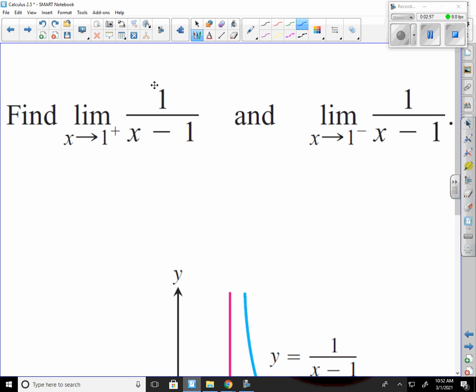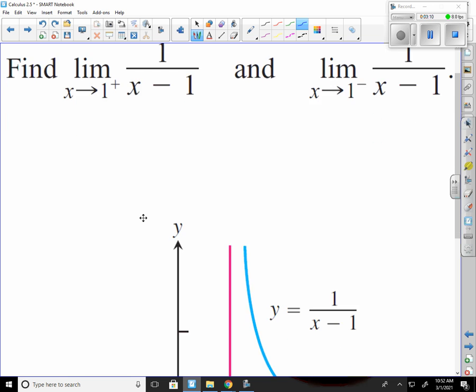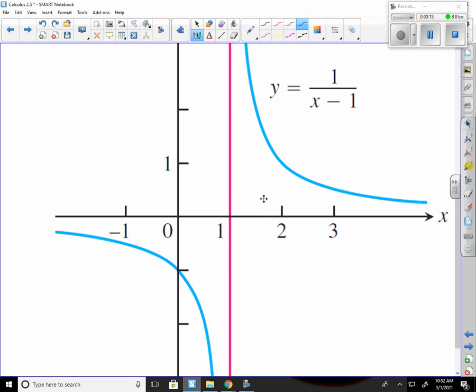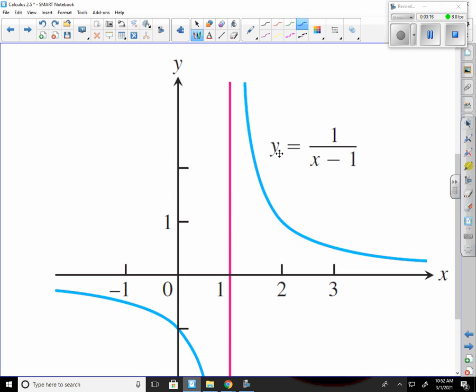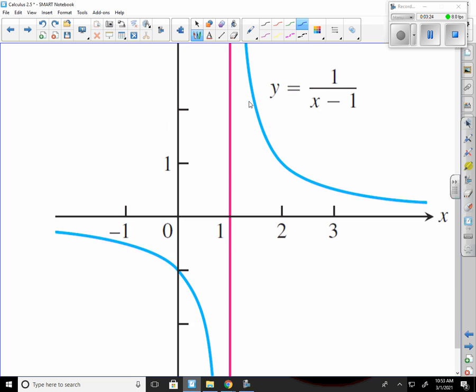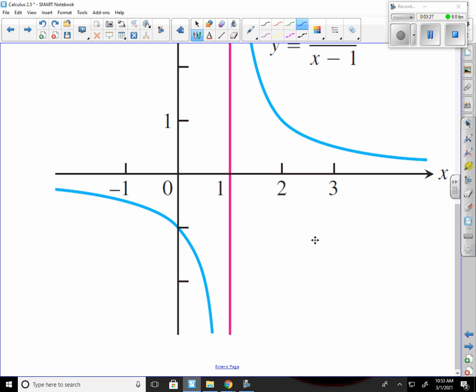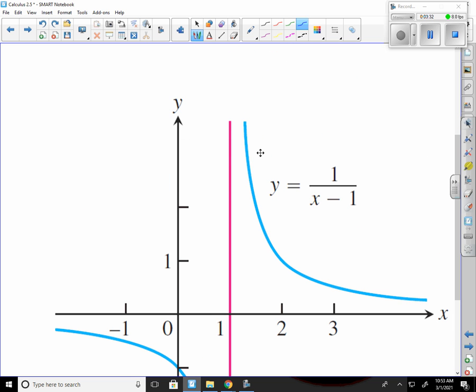If I look at finding the limit as x approaches 1 from the right of 1 over x minus 1, and the limit as x approaches 1 from the left of 1 over x minus 1, my graph is going to look like this. It's going to be 1 over x shifted 1 unit to the right. And so I create this vertical asymptote, which is the line that this graph gets closer and closer to as it goes to infinity. But it's never going to actually touch the line. It just gets closer and closer to it. That's our vertical asymptote.